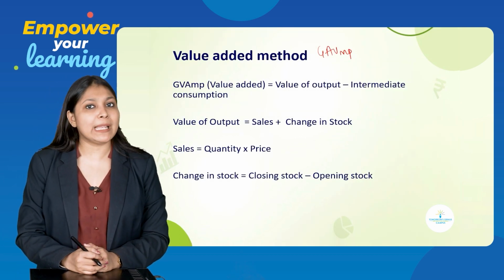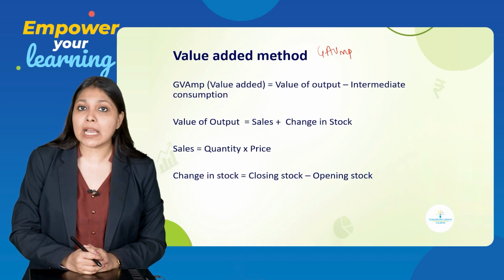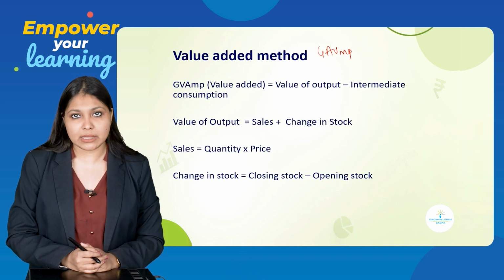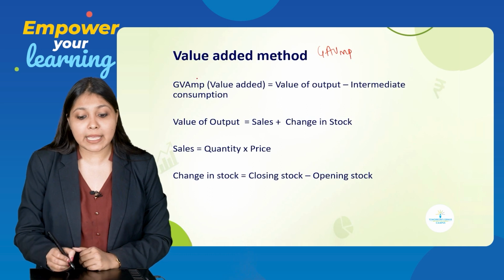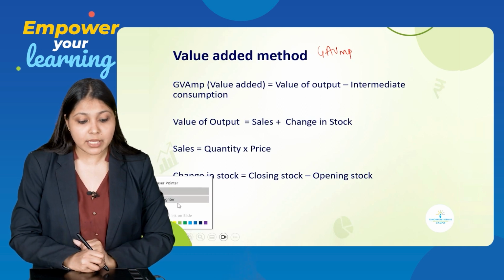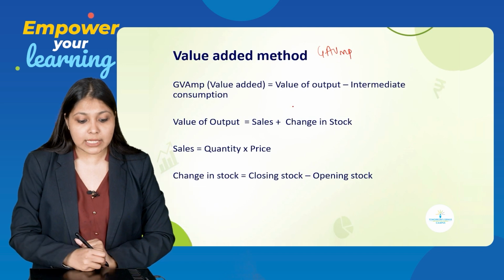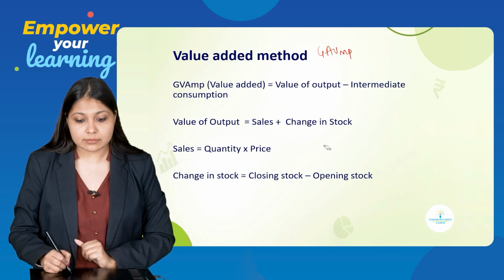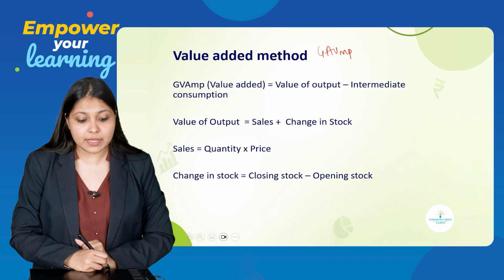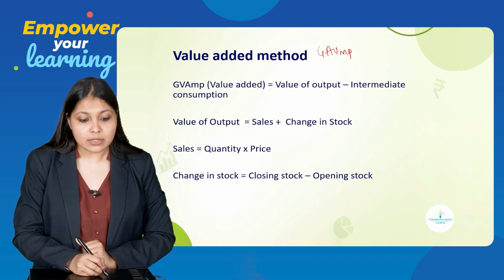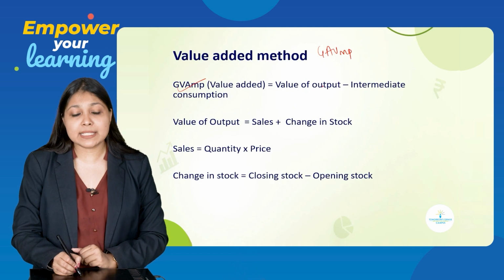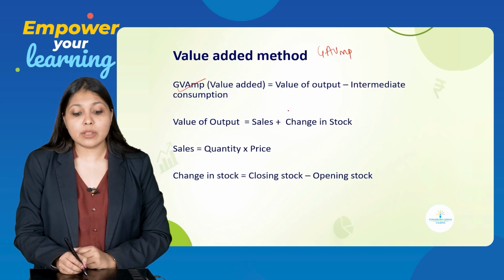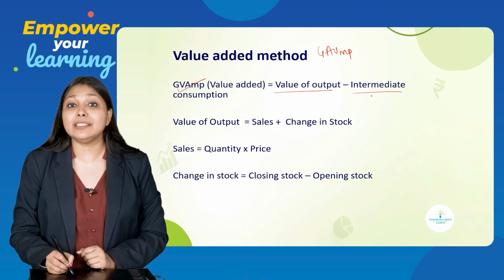We already know now what is value of output. Now let us see how we find out national income using the value added method. So first, you have to find out the aggregate of the value added method, which is nothing but GVA at MP. GVA at MP stands for gross value added at market price. Okay, so the formula is value of output minus intermediate consumption.